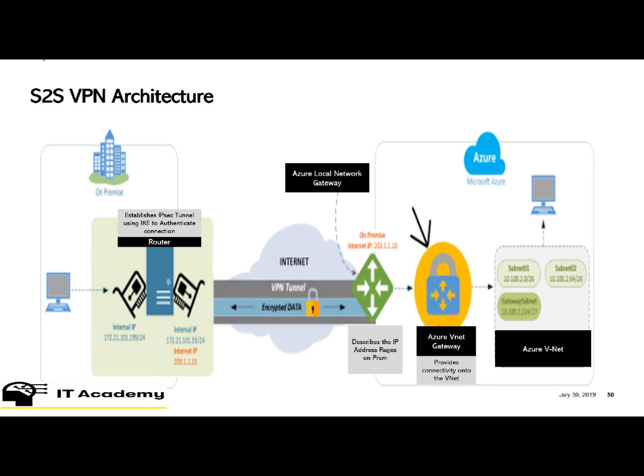The authentication around that IPsec tunnel is performed using Internet Key Exchange. So when we create our Azure VNet gateway, we'll also create an IKE key that needs to be configured on the router to give it the ability to authenticate.